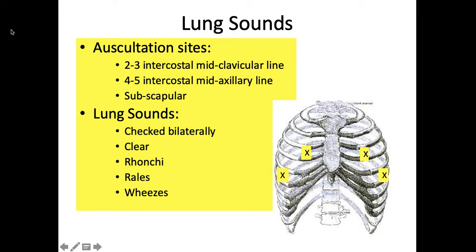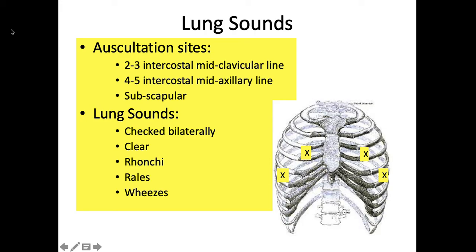We always want to check bilaterally, so we're going to check the second or third intercostal space, check one side, have them open their mouth, breathe in and out, do the other side, in and out, and then when you're done with the second or third intercostal, you move to the fourth or fifth intercostal space, and this is mid-axillary. Mid-axillary is under the armpit. It's the line straight down from your armpit, essentially. So you're going to go down, you're going to count. Your first rib is right underneath your clavicle. So your first rib, there's your first intercostal space, second intercostal, third, fourth, fifth. You work your way down.